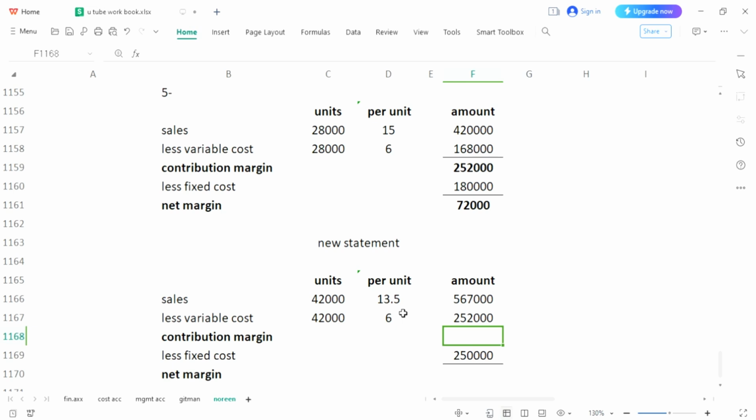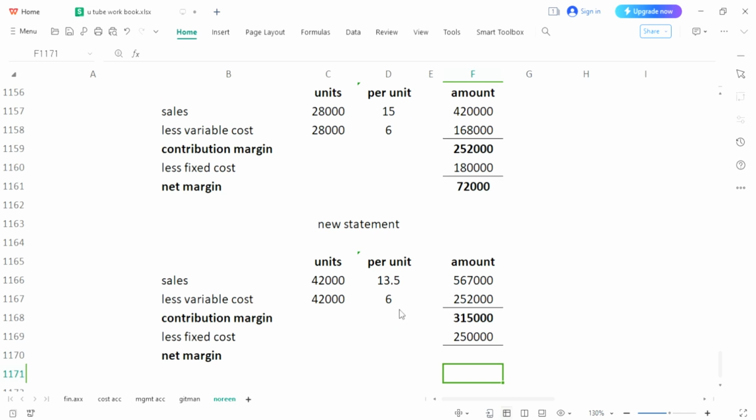It's time to calculate the contribution margin, which is the difference between sales and variable cost. Sales is 5,67,000 and variable cost is 2,52,000. The contribution margin has been calculated. We can now calculate the net margin, which is the difference between the contribution margin and fixed cost. Your contribution margin is 3,15,000 and your fixed cost is 2,50,000. So we have got our net margin as well. Now there are two net margins: this is your old, and 65,000 is your new net margin.